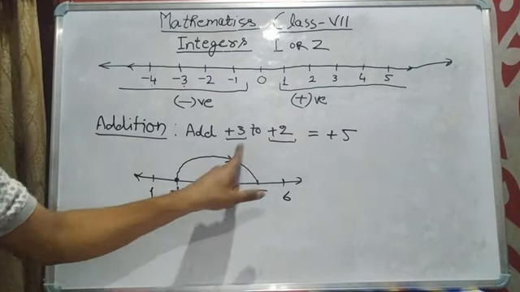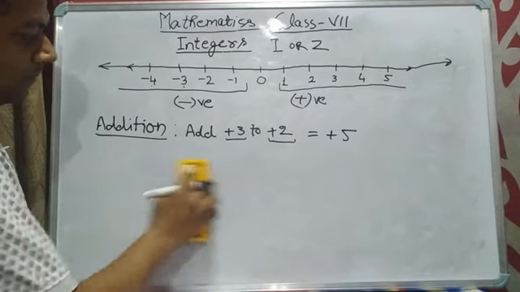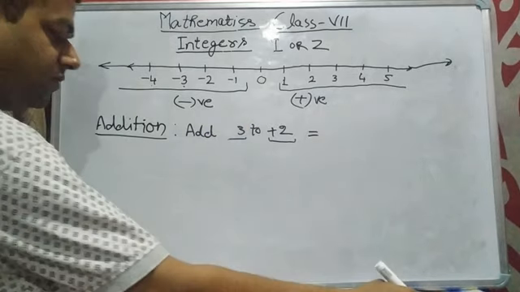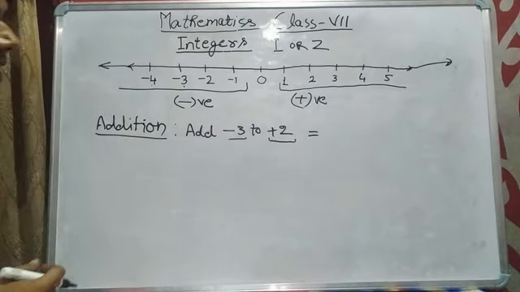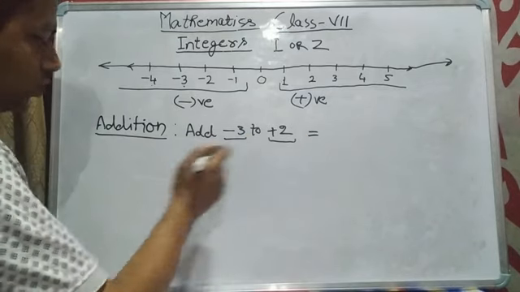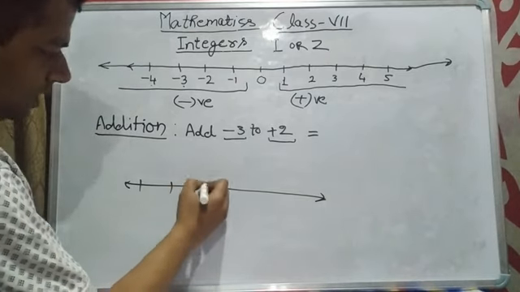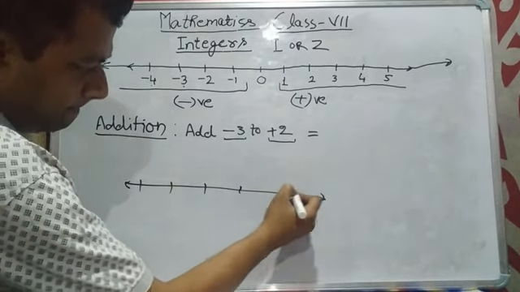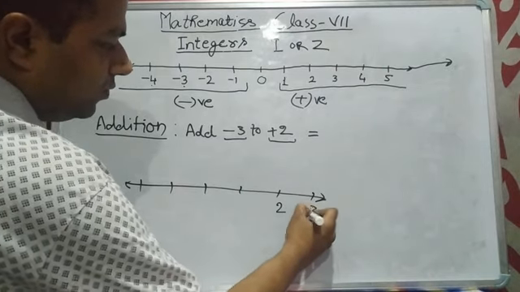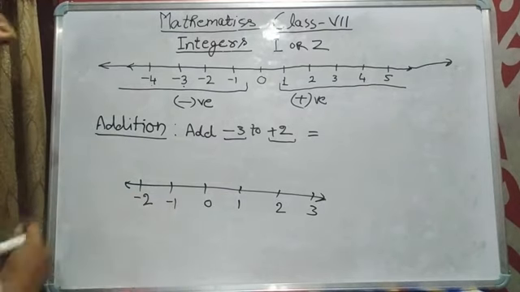Now how to add the negative value? These both values are positive. Suppose it is not positive, it is negative. Add minus 3 to plus 2. Same concept. Interval must be equal. And we are taking here 2, 3, 1, 0, minus 1, minus 2.